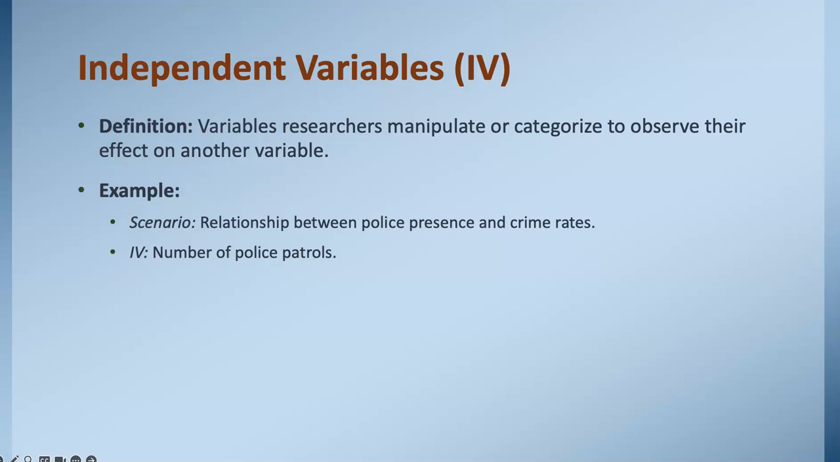So let's look at a study where we explore the relationship between police presence and crime rates. The number of police patrols could be your independent variable. And remember, you can have more than one independent, and you want to have more than one dependent.